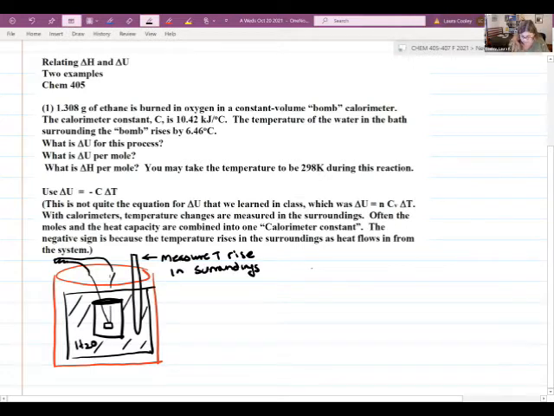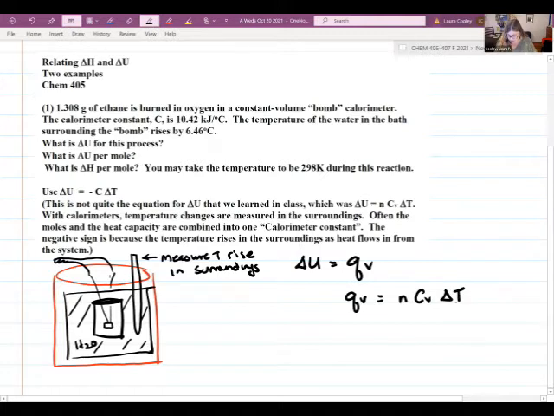And basically, we know that the change in internal energy is equal to the heat that flows at constant volume. And that heat, that Q, is generally given by the number of moles times the heat capacity at constant volume times the change in temperature. But you can see that the equation we use here is delta U is minus C delta T. So these two are kind of combined together in what we call the calorimeter constant.